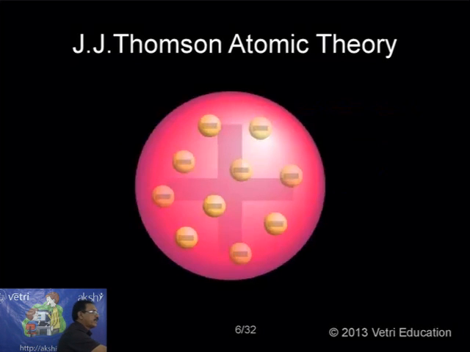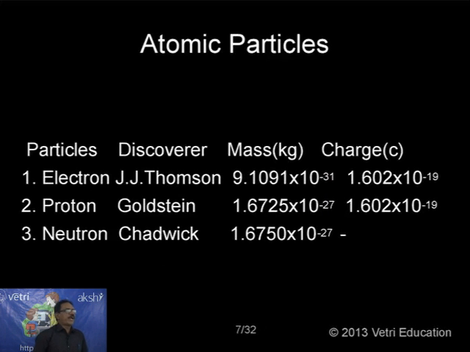So this is what you are seeing in the J.J. Thomson atomic model. Okay, let me go for the next one. Here I want to give one piece of information I have already pointed out: according to modern theory, the atom is divisible. So I want to give some information here. I have given the particles, who discovered them, their mass and their charge.